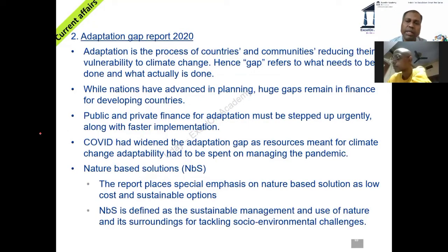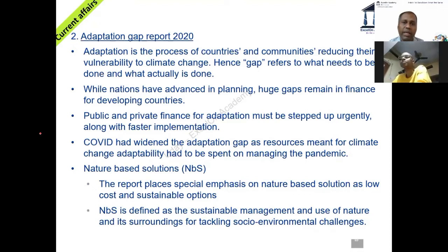Now, what is the Adaptation Gap Report? Go back to the Paris Agreement, if you have the printout or slides with you. What was the second aim of the Paris Agreement? The first aim was that we have to keep the rise to below 2 degrees and, if possible, reduce it to 1.5 degrees. The second aim was to make the developmental model adaptive and have a climate change resilient model. If you remember, that was the second point.